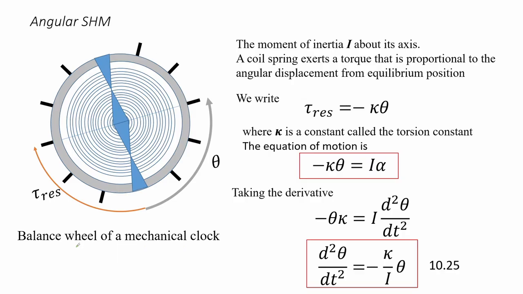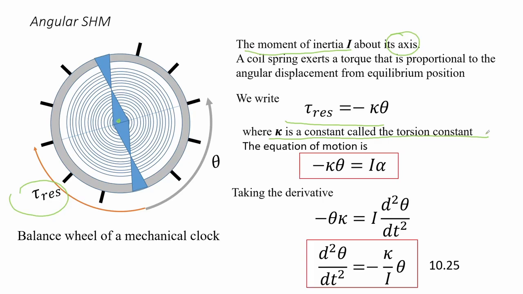Shown here are the concepts behind a balanced wheel, which is a mechanical machine. The moment of inertia of the balanced wheel is about its axis. A coil spring inside the wheel exerts a torque that is proportional to the angular displacement from equilibrium position, which is written as negative k times theta. K here is a constant which is called a torsion constant.